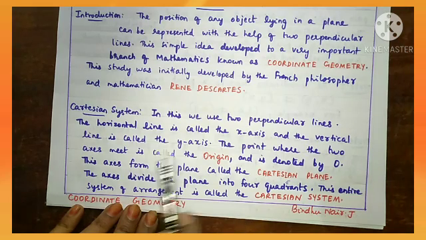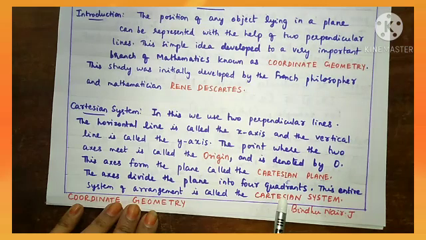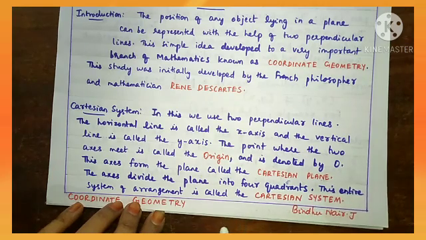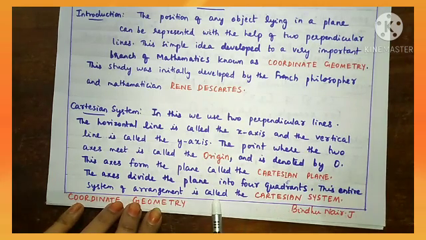that plane is referred to as the Cartesian plane. The axes divide the plane into four quadrants. So the x-axis and y-axis divide the plane into four sections. Those four sections are called four quadrants, and this entire system of arrangement is called the Cartesian system. So the x-axis, y-axis, the origin and the four quadrants, this arrangement is called our Cartesian system.